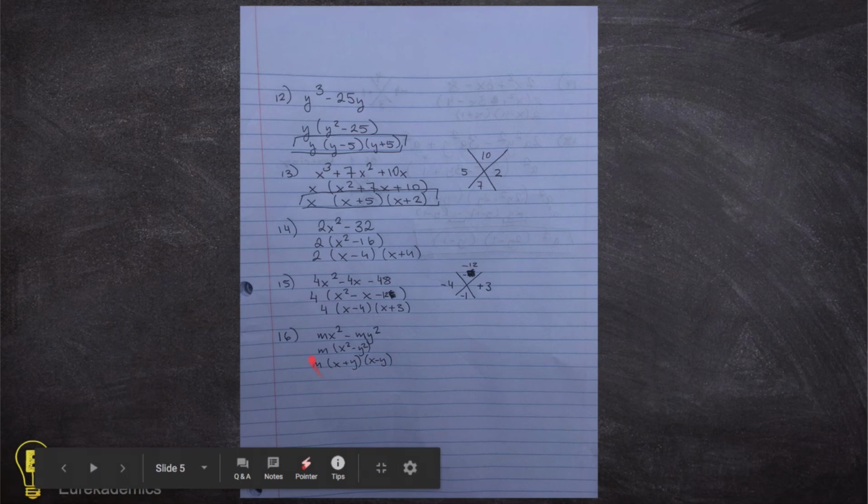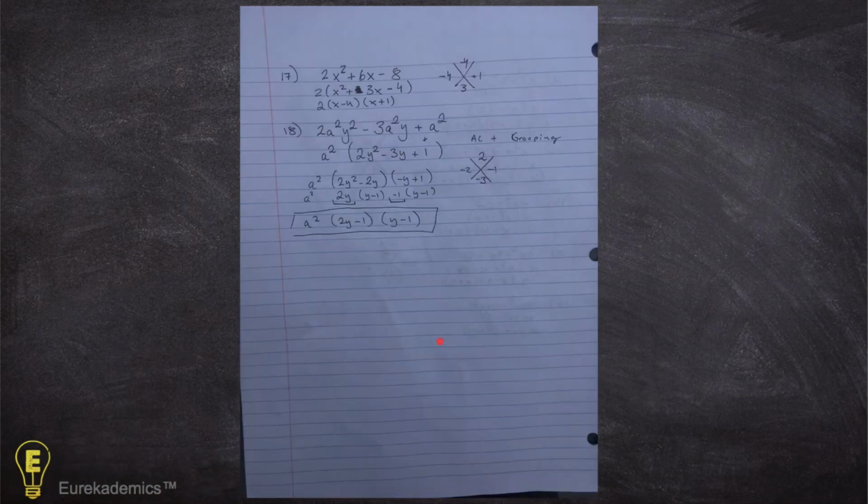Number 16, I factored out an m, and then this was a difference of squares. You're pretty comfortable with that now? All right, last 2. So factor out a 2, and then go to your x method. What 2 numbers multiply to negative 4 and add to 3? Negative 4 times 1 is negative 4. Negative 4 plus 1 is 3.